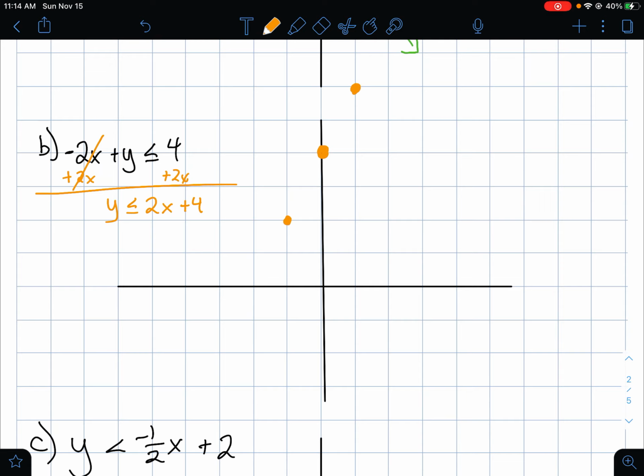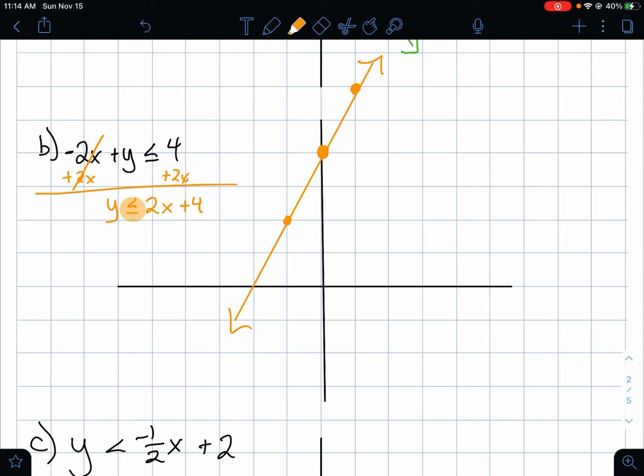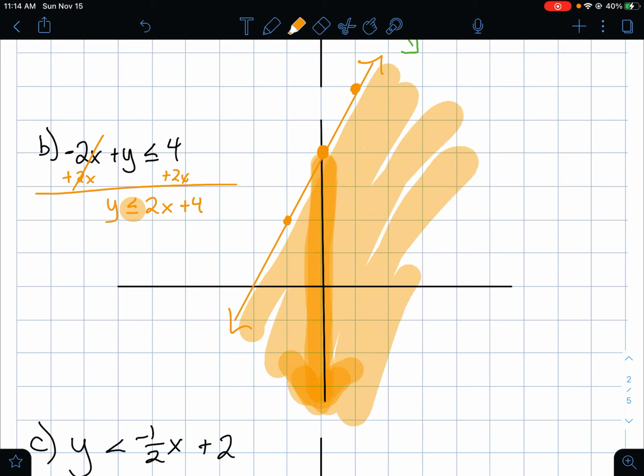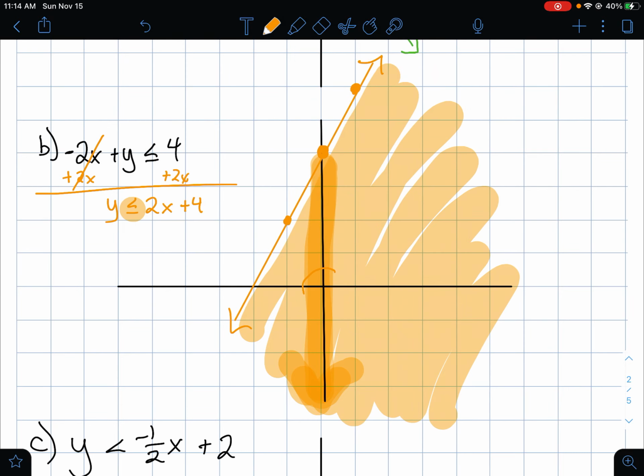Now in this case, my line is going to be solid. And the reason for that is because we have an equal to sign on our inequality. So when I go to graph or shade this, it says y is less than or equal to this line. So values of y that are less than or equal to this line are going down. So since they are going down this way, I'm going to shade this side of the line. Now, if that doesn't make sense to you, you can always plug in any ordered pair that's not on the line. In this case, I would use 0, 0 again.